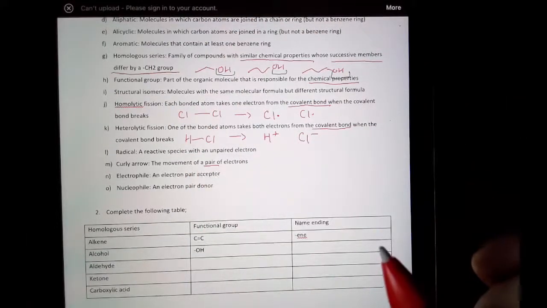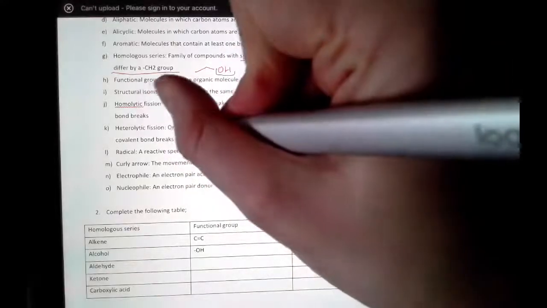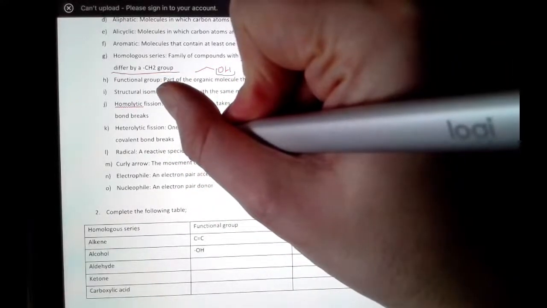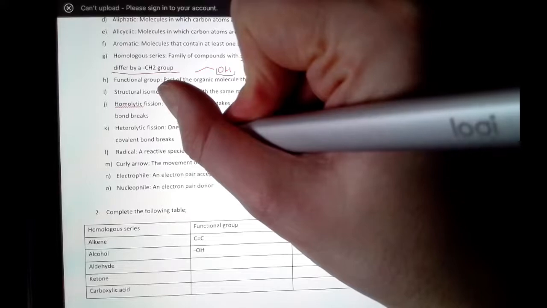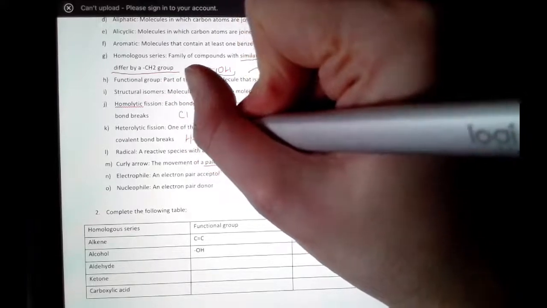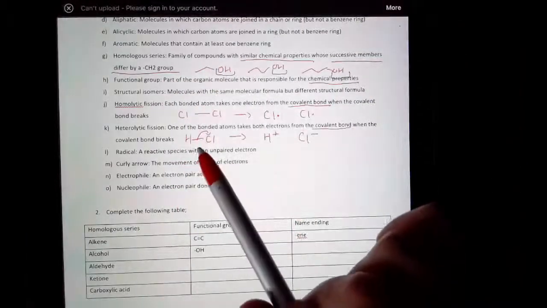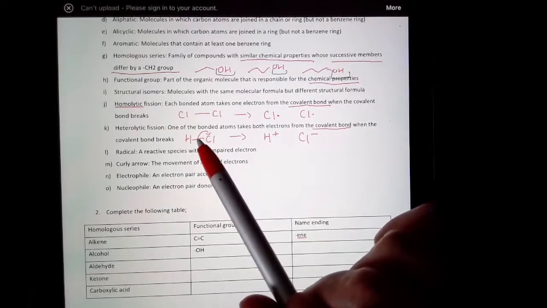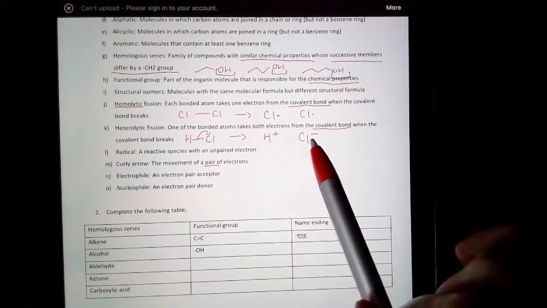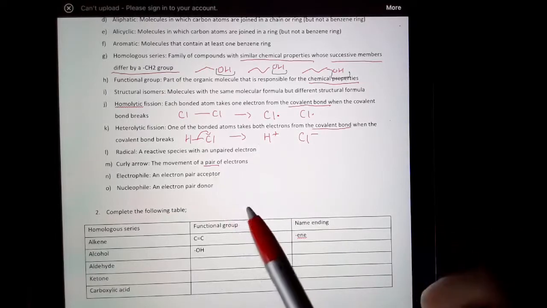So here, when I'm showing the breaking by heterolytic fission, I could draw a curly arrow starting at the covalent bond, which is where I find my pair of electrons, and ending at the chlorine, because the electrons move from that covalent bond to the chlorine to form a chlorine ion. So it's the movement of a pair of electrons.